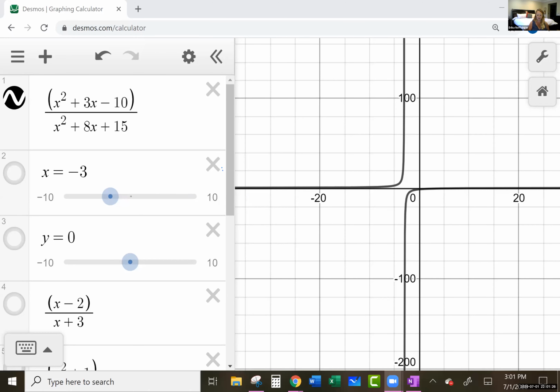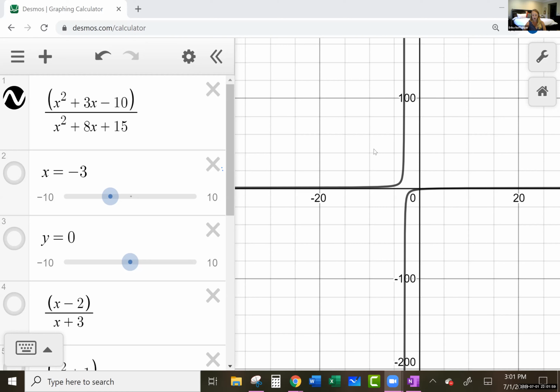Okay, so just like I was mentioning to the class, during break I put the equations we were just graphing on Desmos, and I wanted to show a couple different things. So the first graph that we were looking at was x squared plus 3x minus 10 all over x squared plus 8x plus 15. So we found that there was a value which set both the numerator and denominator equal to 0, and it was not going to be an asymptote. And I believe that was at x equals, let me think, plus 5, so negative 5.